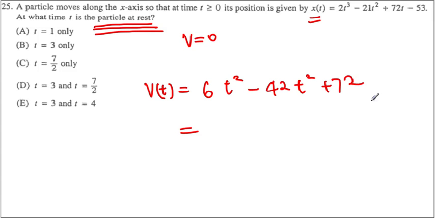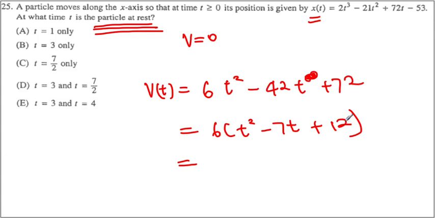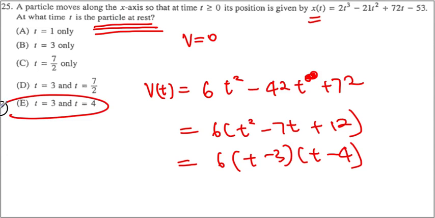What is common in all three? 6. So 6t squared minus 7t, actually, taking the derivative, so there's no square, and then plus 12. This can be factored as 6t minus 3 and t minus 4. That becomes our answer. That means when t equals 3 and 4, it will be at rest.